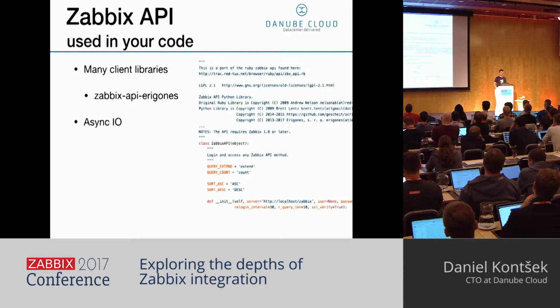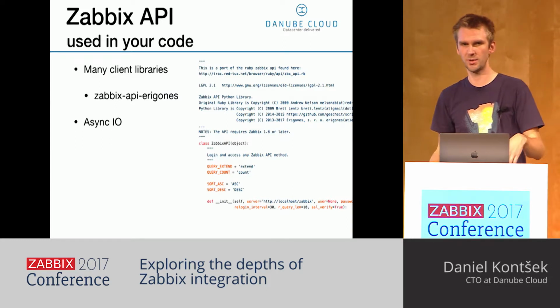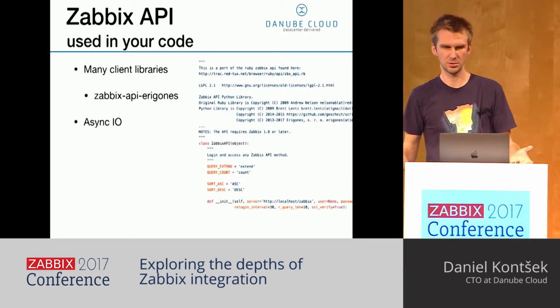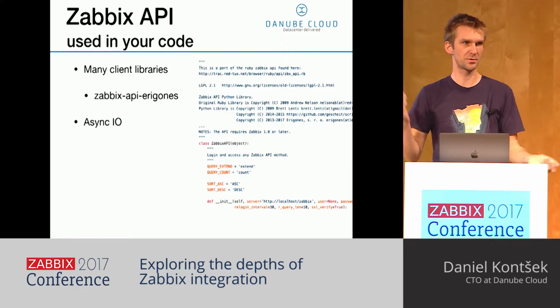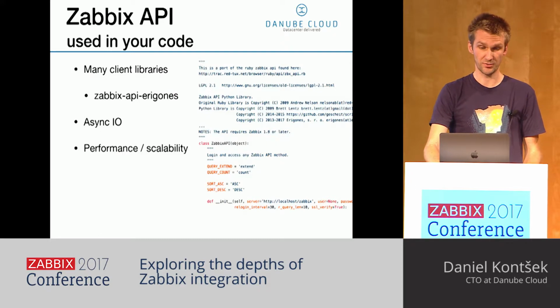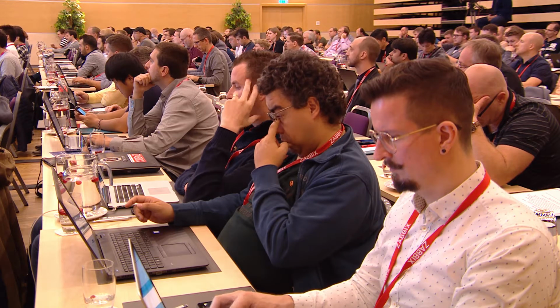This is kind of obvious, since Zabbix uses a database, and you call it via HTTP. You can, and you probably should, use it in an asynchronous manner. All the graphs you have seen in Danube Cloud, all the talking to the API is done in an asynchronous way. Performance and scalability issues.